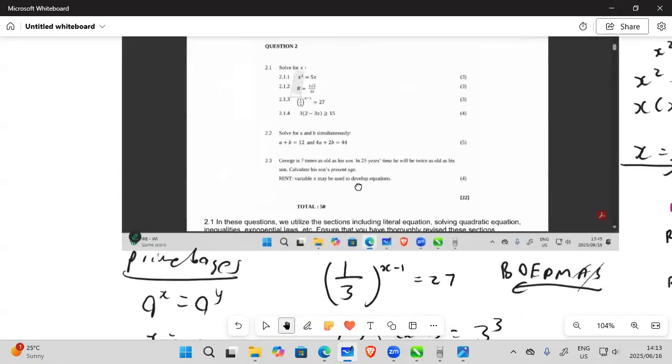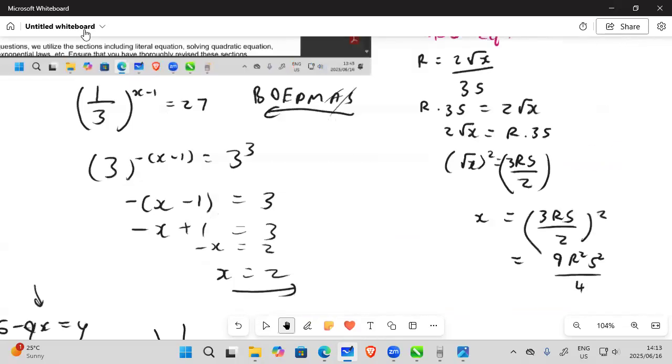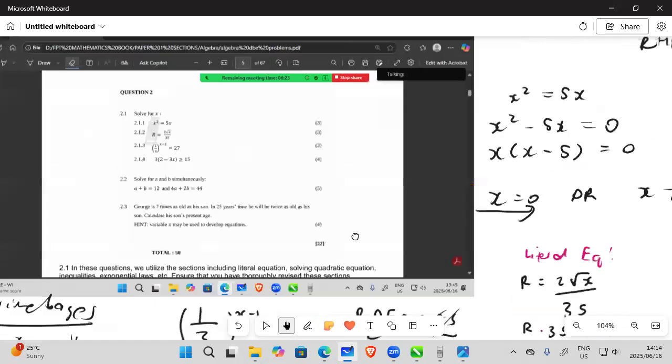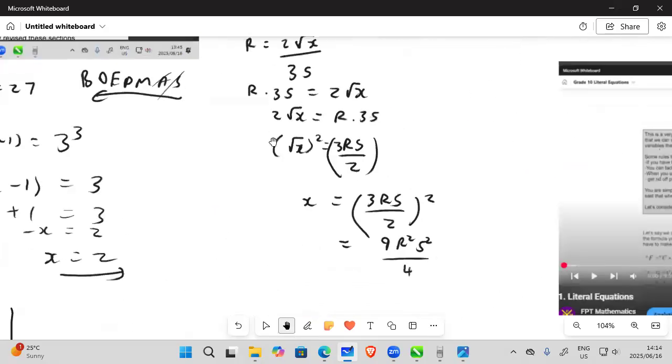Okay, and then we talk about simultaneous equations. a plus b is equal to 12, and 4a plus 2b is equal to 44.